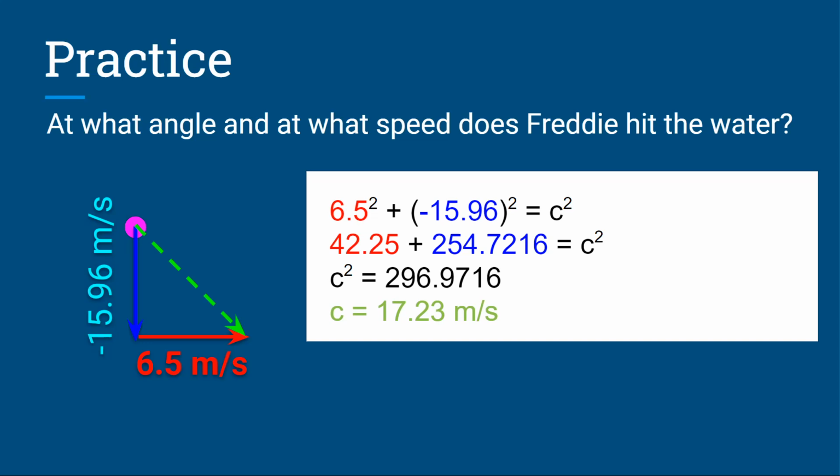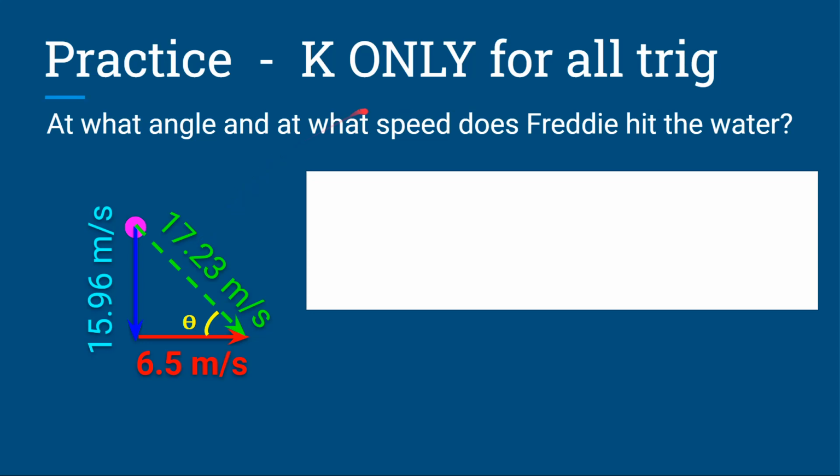And if I had just asked you for his speed and I didn't also ask for the angle, we'd be done. Okay, so if I just asked how fast he's going, that's it. But if I want to know specifically his velocity, or if I say at what angle does he hit the water, we have one more step. Okay, before I go to that though, does anybody have a question about how I got this number? Okay. Last step. At what angle and at what speed does he hit the water?